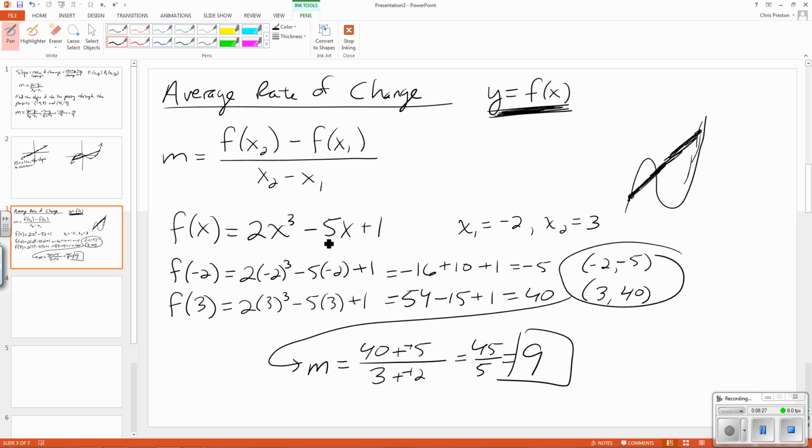All right, and that's it. All there is to slope and average rate of change.